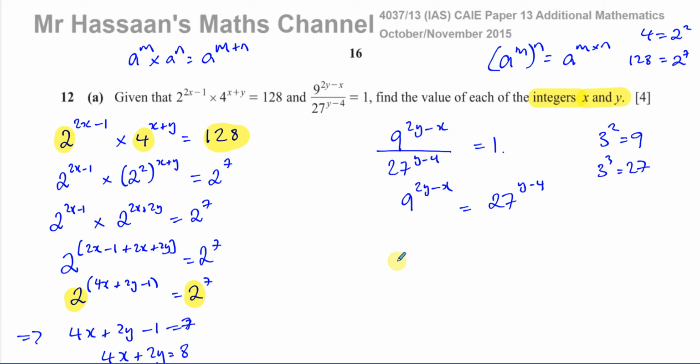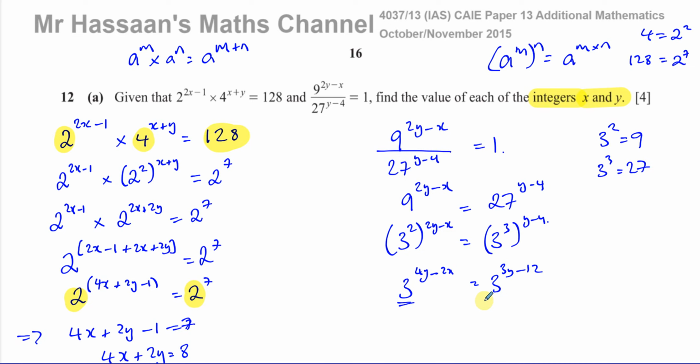So I can do a very similar thing now. I can write 3 squared instead of 9, so 3 to the power of 2, to the power of 2y minus x, equals 3 to the power of 3, to the power of y minus 4. So I can multiply those two powers. I have 2 times 2y minus x, which is 4y minus 2x, and here 3 times y minus 4, which is 3y minus 12.